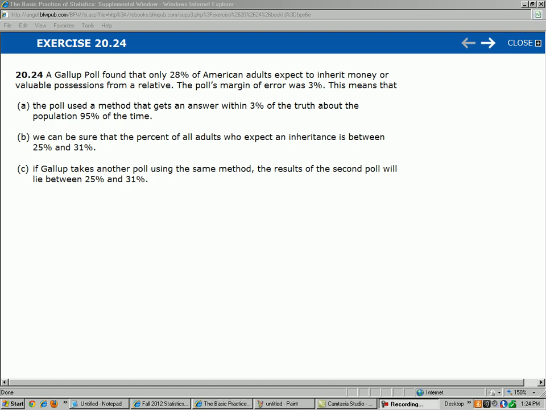Hello, this is chapter 20, question 24. It says a Gallup poll found that only 28% of American adults expect to inherit money or valuable possessions from a relative. The poll's margin of error was 3%. That means that A. The poll used a method that gets an answer within 3% of the truth about the population 95% of the time.